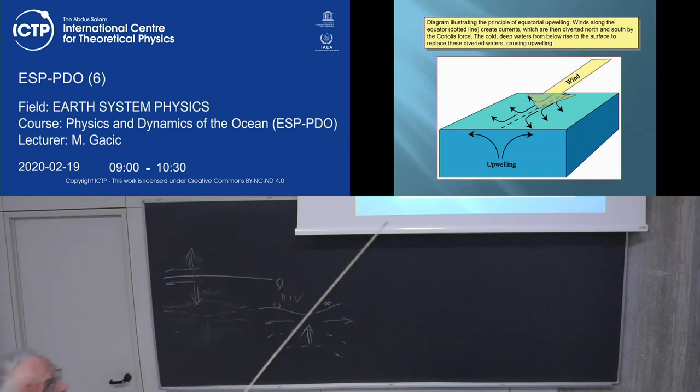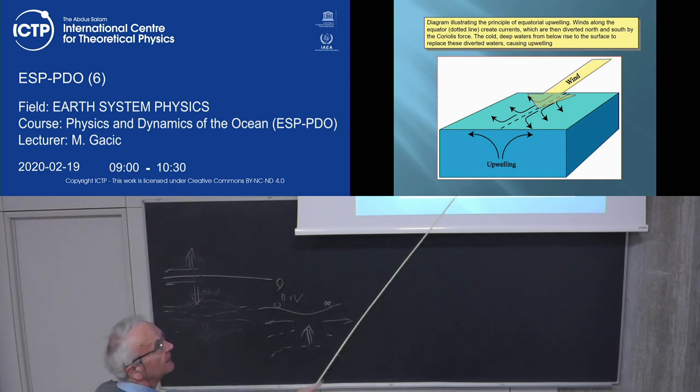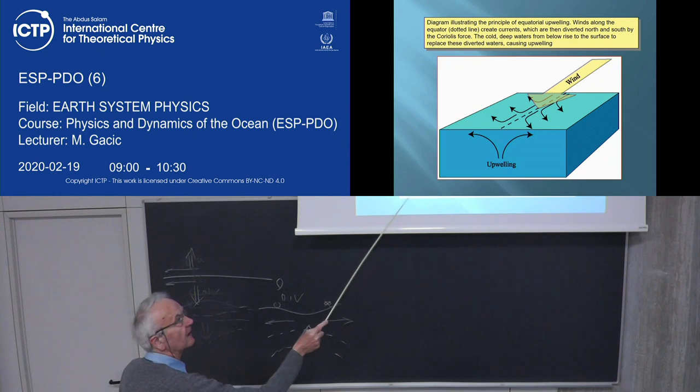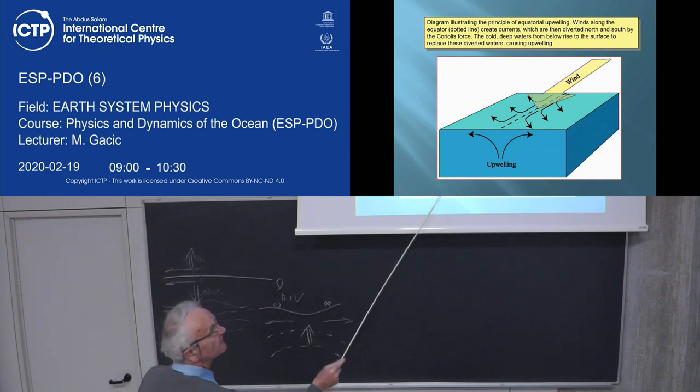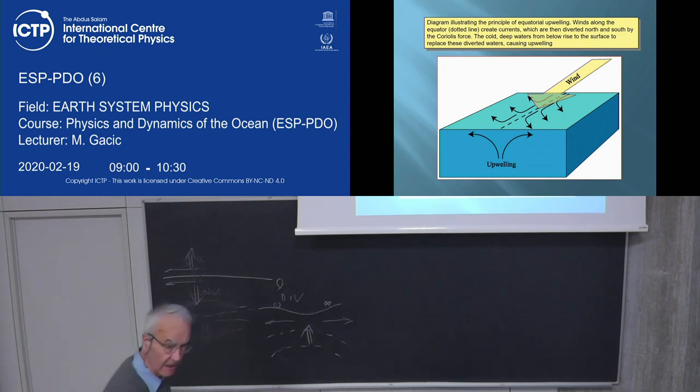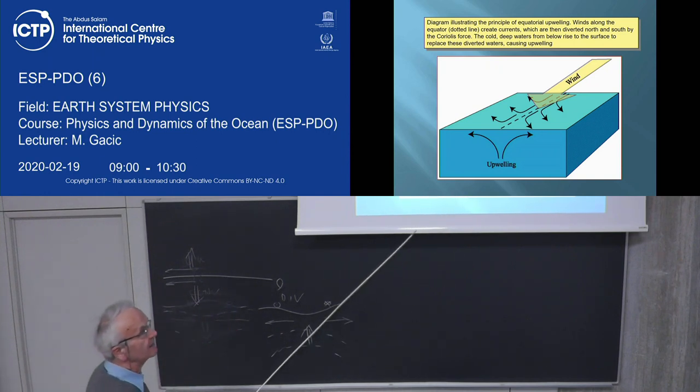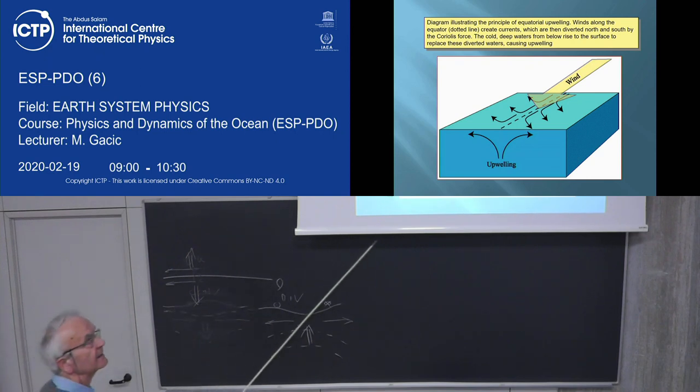Which is shown here. You see, there are easterly winds. This dashed line is the equator. The Ekman transports south and north are to the left or right-hand side, looking downwind, depending on whether you are north or south of the equator. As a consequence, there's a divergence in the Ekman layer. This divergence sucks the water from deeper layers.